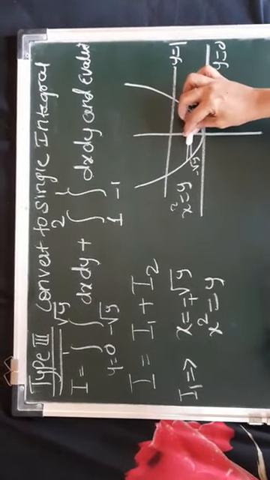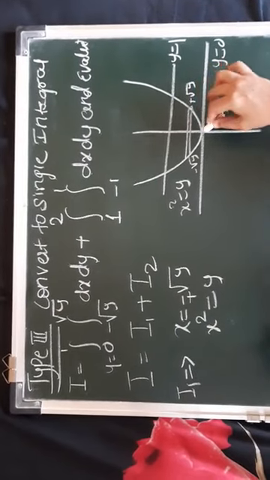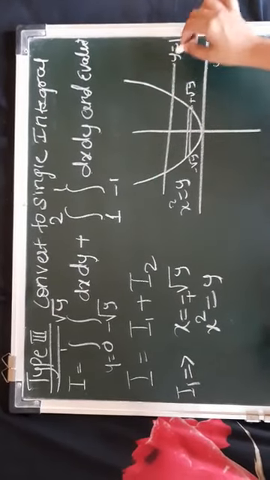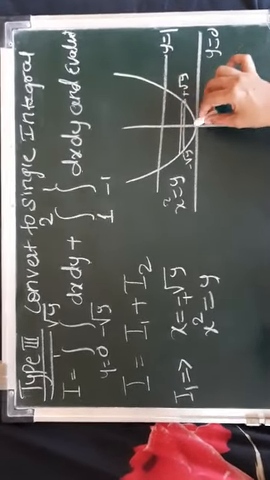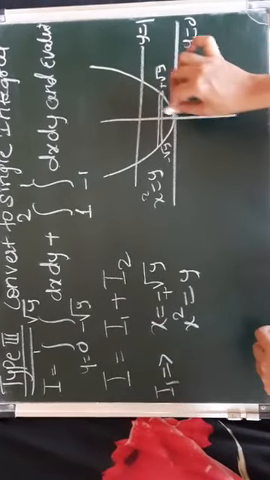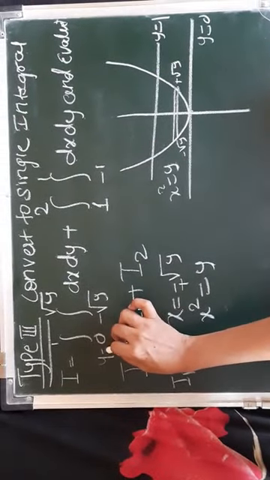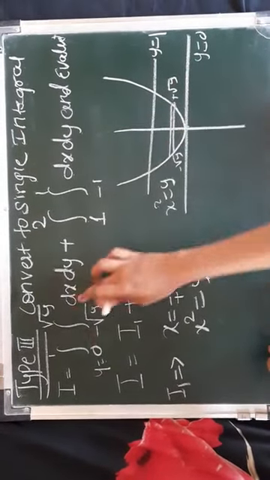When I move this horizontal strip from the beginning point till the line y is equal to 1, because this is the area which we have to find, it will be y is equal to 0 to y is equal to 1. So these are the limits. That means they have considered a horizontal strip.